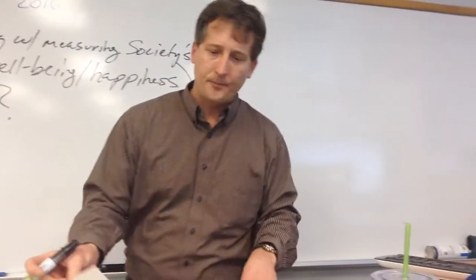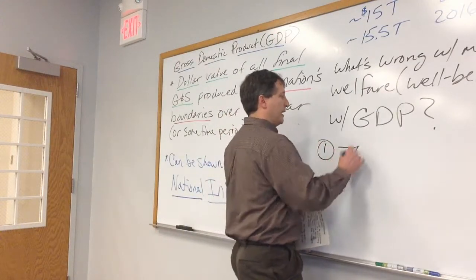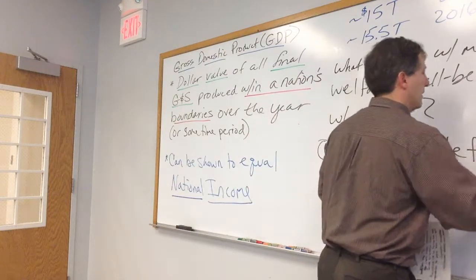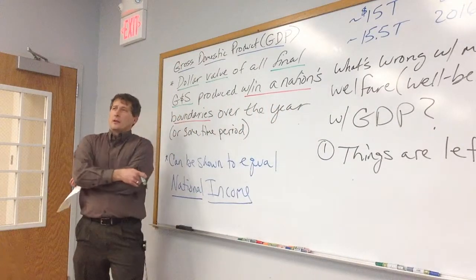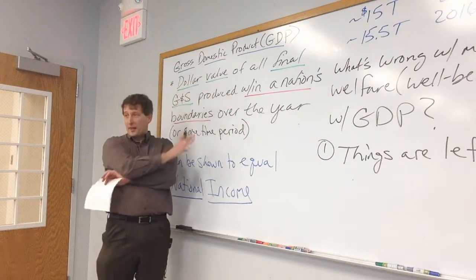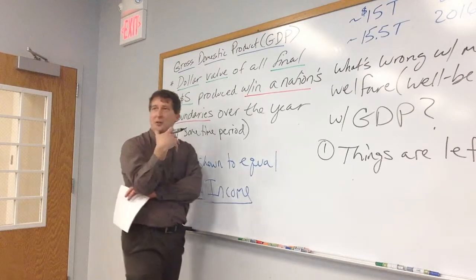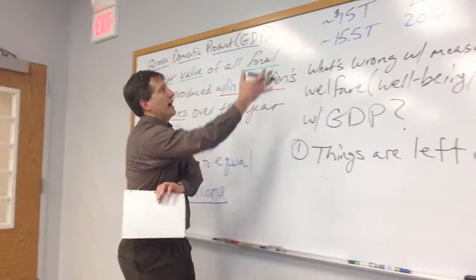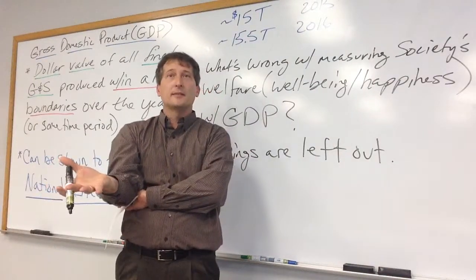Okay, so number one, things are left out. So think about what we're measuring. The dollar value of all final goods and services, Walmart, Applebee's, blah, blah, blah. What sort of economic activity is left out of that $15 trillion? Mowing your own lawn, right?